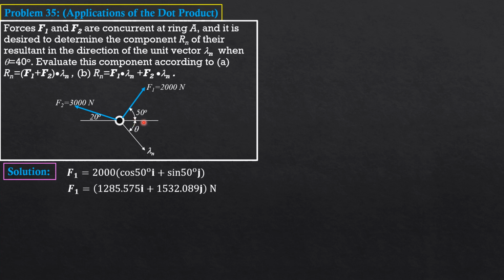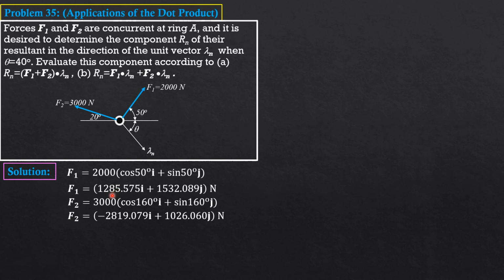F2, the angle that F2 makes with the positive x-axis is 160 degrees, or 180 minus 20, so that's 160 degrees. So F2 is 3000 times quantity cosine of 160 degrees I plus sine 160 degrees J. Then expressing in decimal, F2 is negative 2819.079 I plus 1026.060 J newtons. Then the resultant is simply the sum in vector form, sum of corresponding components.